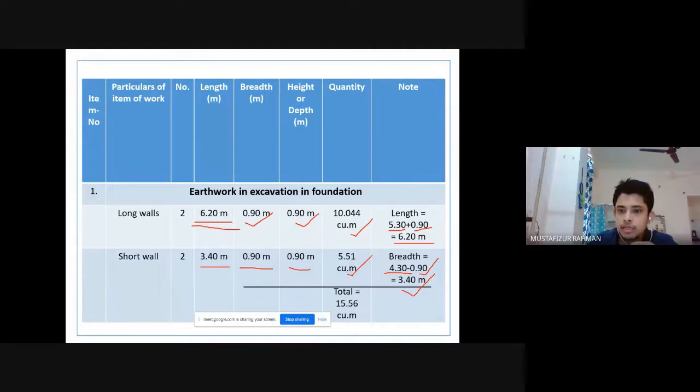This is the multiplication, and then we are adding this one for the longer side and this one for the shorter side, and we are finally getting this much volume of earthwork in excavation.